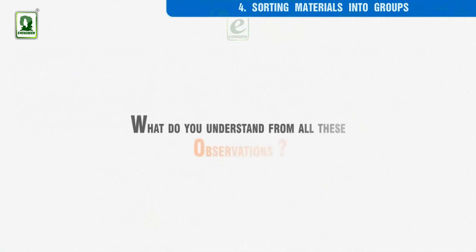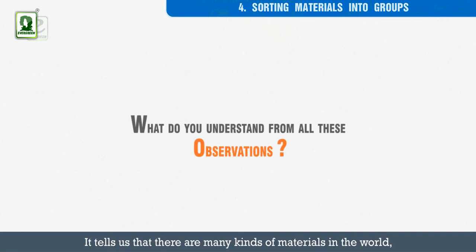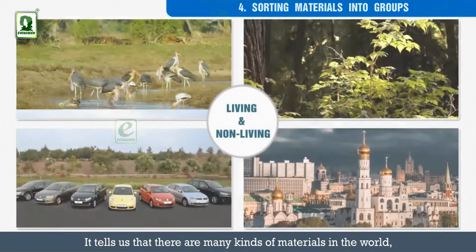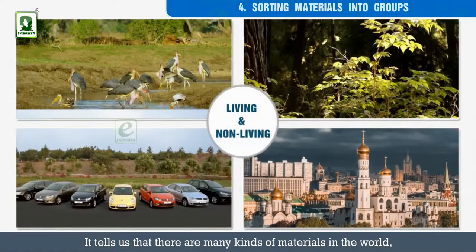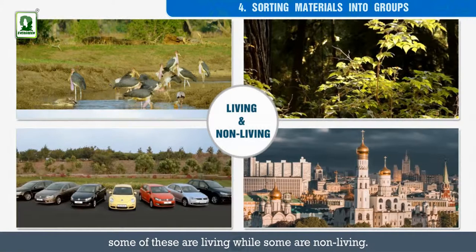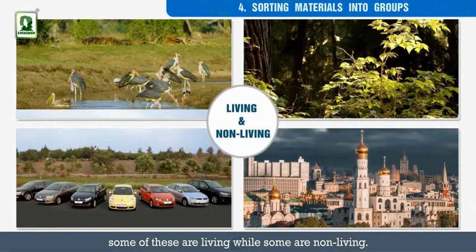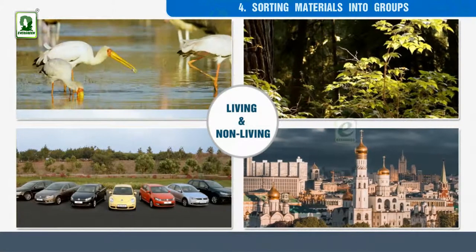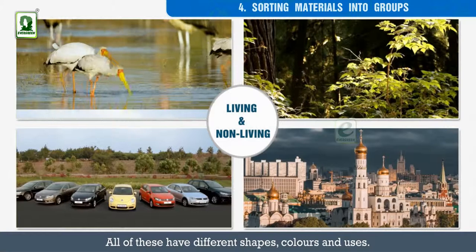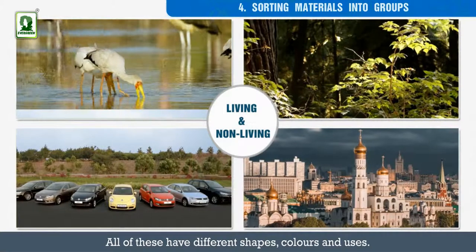What do you understand from all these observations? It tells us that there are many kinds of materials in the world. Some of these are living, while some are non-living. All of these have different shapes, colors, and uses.